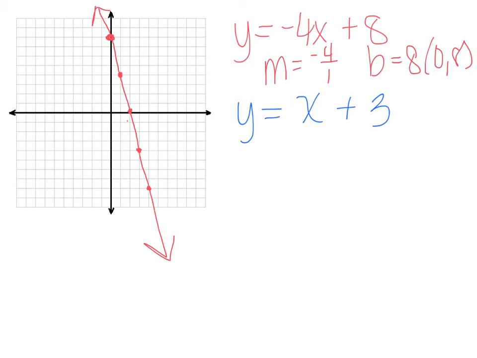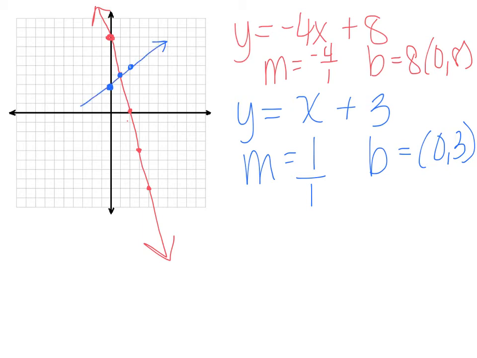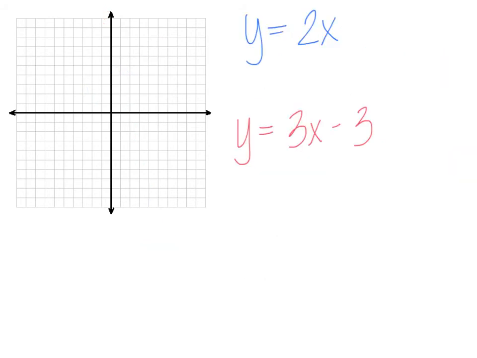And now I'm going to do the same thing with the blue. My m again is 1, or 1 over 1. My b is 3, or 0, comma 3. So I'm going to go up 3, make my point, up 1, over 1, up 1, over 1. And you can see we have intersected again. So my ordered pair here, or my answer, is going to be 1, comma 4.